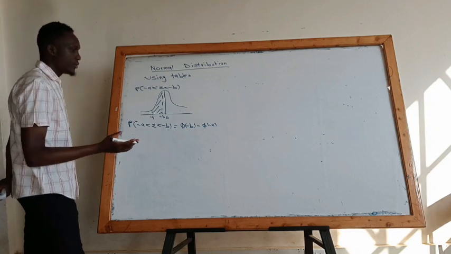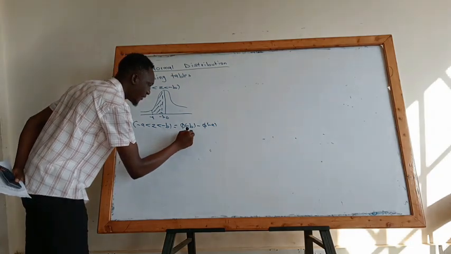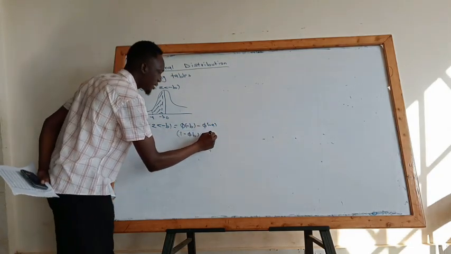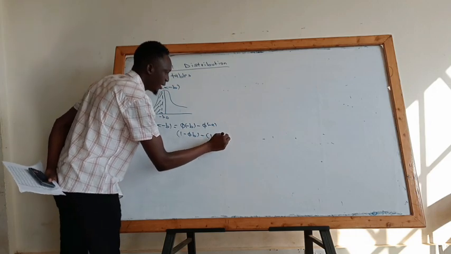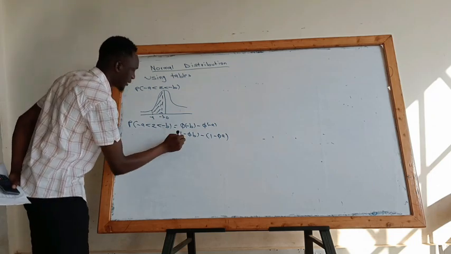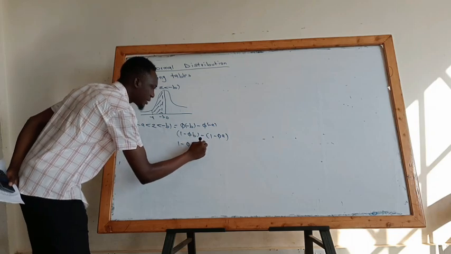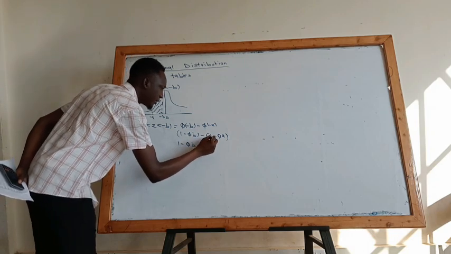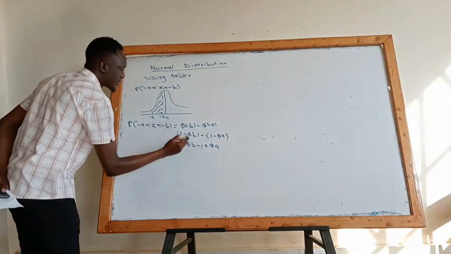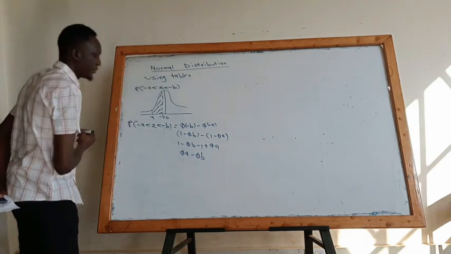We find that due to the symmetrical property, phi of negative B is the same as 1 minus phi B. Also, phi of negative A is the same as 1 minus phi A. So we find that this is 1 minus phi B minus 1 plus phi A. Find that 1 minus 1 is 0. So we have phi A minus phi B.